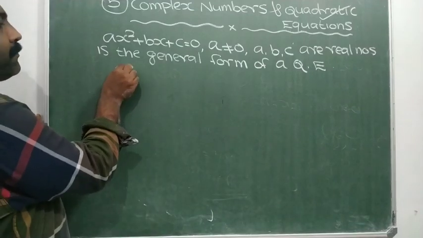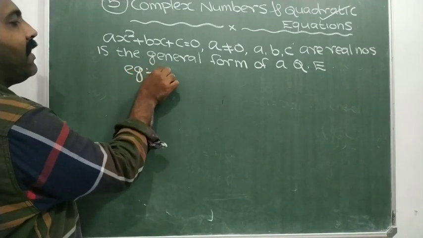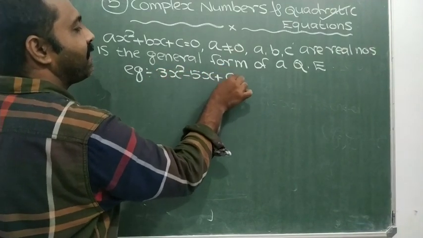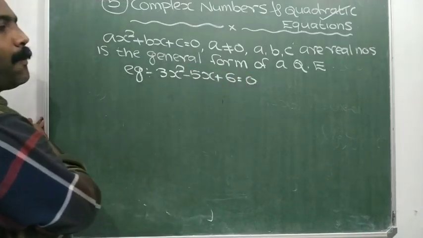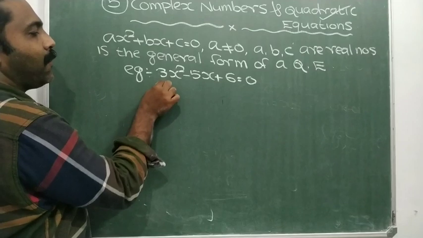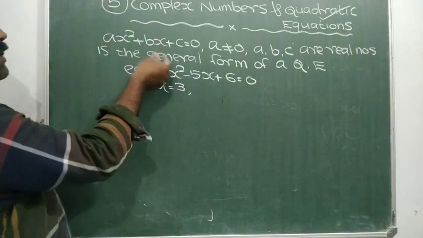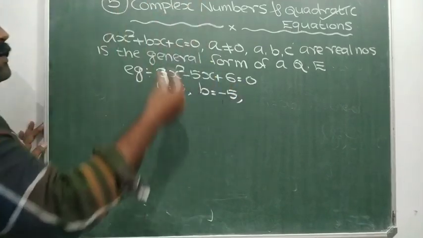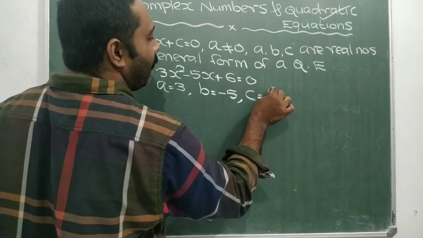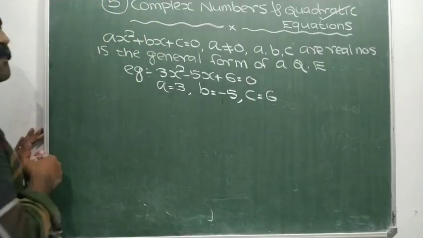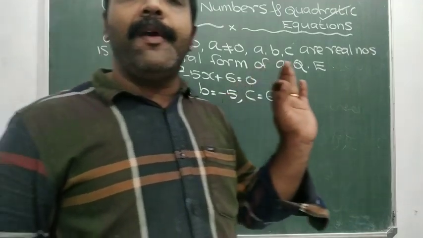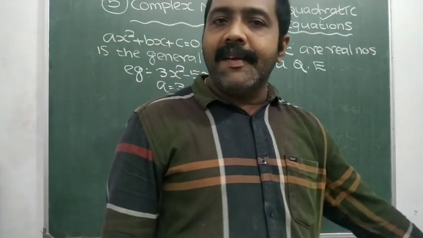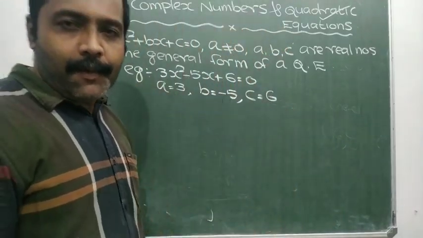Example: 3x square minus 5x plus 6 is equal to 0. Compare with the general equation. a is equal to 3, coefficient of x square. b is equal to minus 5 and c is equal to 6. Clear? General form of a quadratic equation is ax square plus bx plus c is equal to 0.